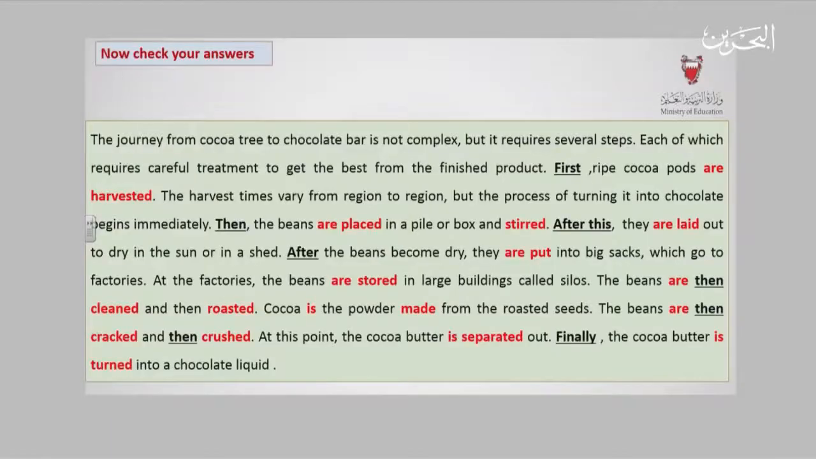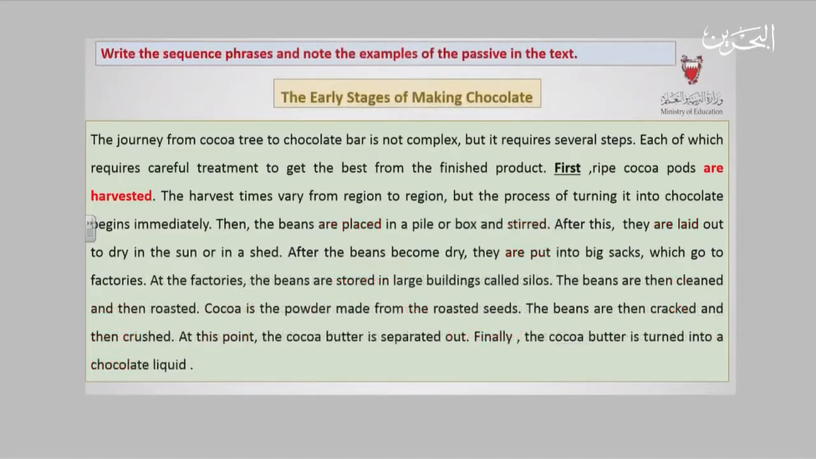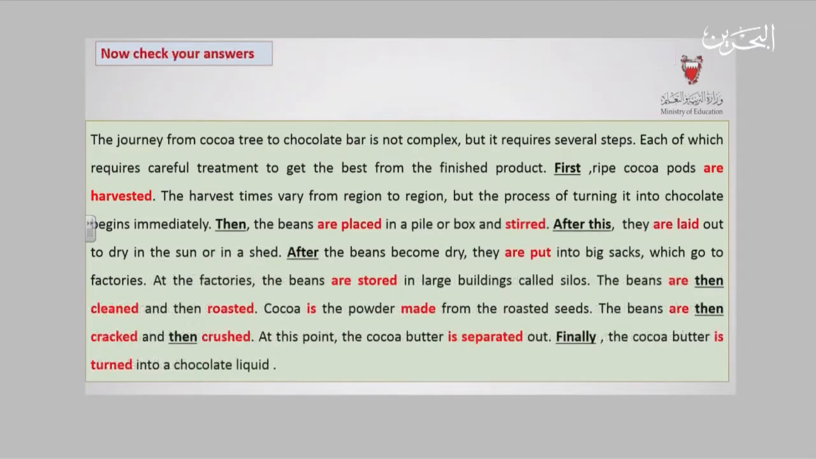Let's read the paragraph all together and check our answers at the same time. So, the title: The Early Stages of Making Chocolate. The journey from cocoa tree to chocolate bar is not complex, but it requires several steps, each of which requires careful treatment to get the best finished product. First, ripe cocoa pods are harvested. The harvest time varies from region to region, but the process of turning it into chocolate begins immediately.